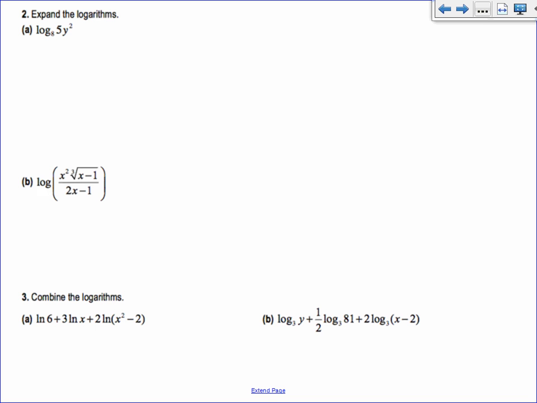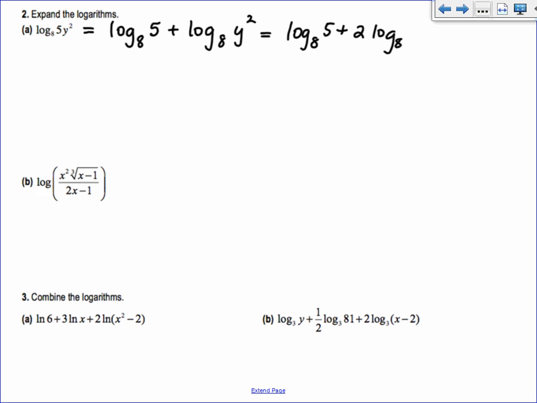All right, so if I have this, if I want to expand it, I'm going to have log base 8 of 5 plus log base 8 of y squared. And then I can pull powers to the front. So I'm going to do log base 8 of 5 plus 2 times log base 8 of y. Everybody see how I got that? So powers can go to the front. Product means that I'm really adding my logarithms.